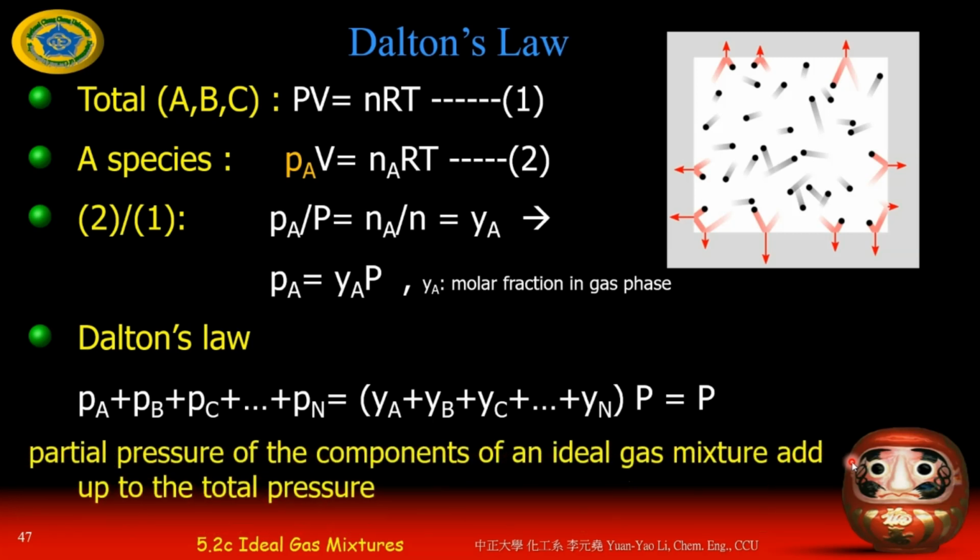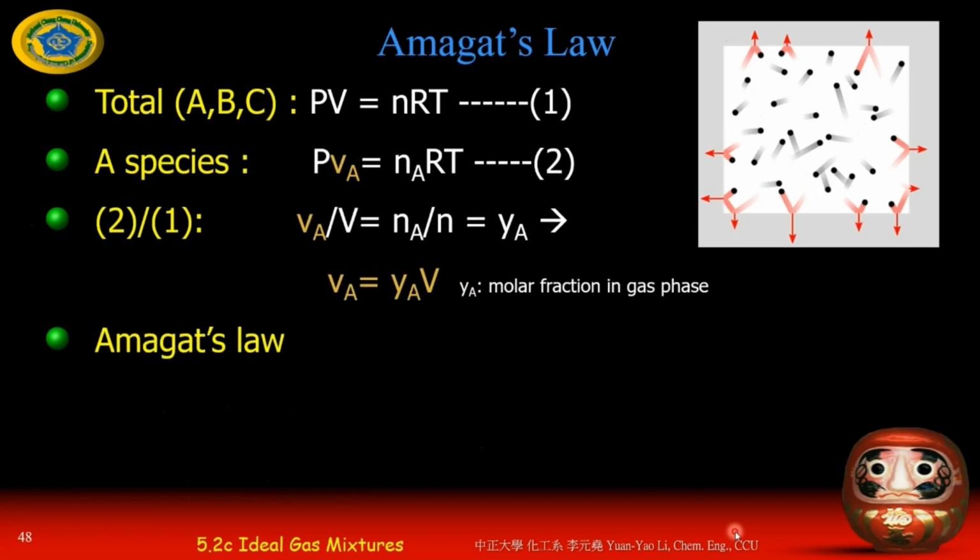So the definition of partial pressure: the partial pressures of the components of an ideal gas mixture add up to the total pressure. What I want you to remember is this, and it's important: small p sub A equals the molar fraction times the total pressure. Okay? Right. So that is Dalton's law first, and second, Amagat's law.